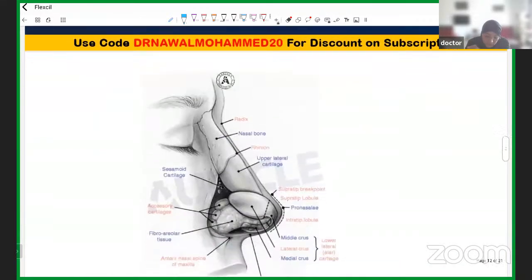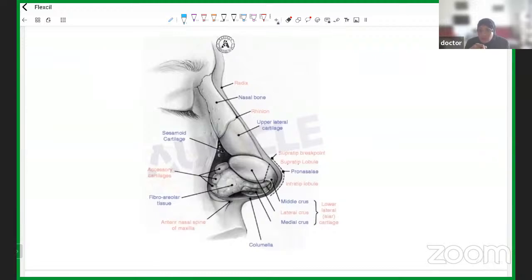So let's start with the topic of nose. What you see on your screen is the basic external anatomy of the nose. You can see that we have a nasal bone, we have an upper lateral cartilage, and we have sesamoid cartilage. These are small bones like you can see here, right? Sesamoid cartilage. We have fibroareolar tissue. That's not the bone. That's the soft tissue on your nose tip, right? That's fibroareolar tissue. Now, lower lateral cartilage is divided into 3: middle crus, lateral crus, medial crus.